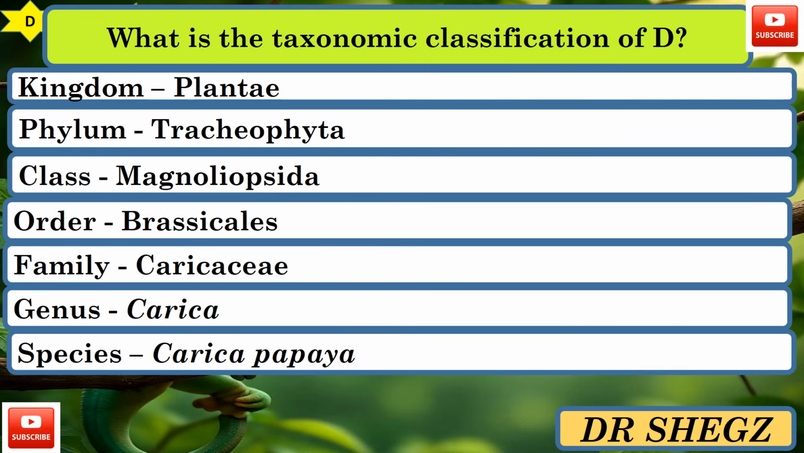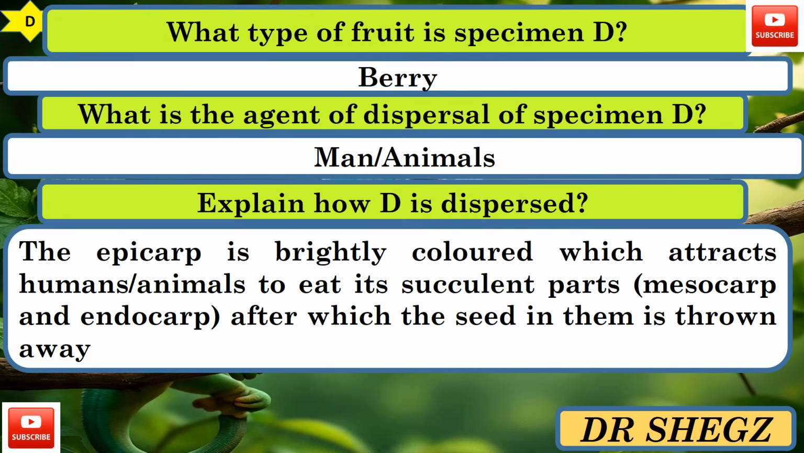Now, this is the taxonomic classification of pawpaw. We all know pawpaw is Carica papaya. That's the scientific name of pawpaw, Carica papaya. Feel free to pause whenever you need to write something down. It is a berry dispersed by man and animals.